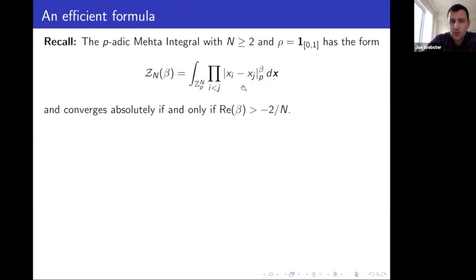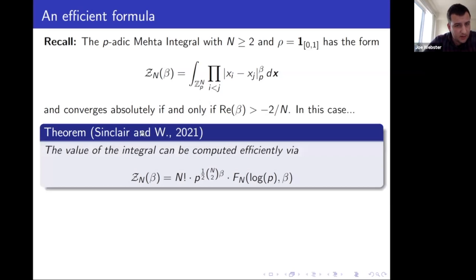And I just want to remind you how this integral is defined. We're going to take rho from now on to be this specific function. If you remember, rho has the p-adic norm inside of it, and that norm is between 0 and 1 precisely when the state is in Zp to the n. So with this particular rho function, Zn has this particularly nice familiar form. And we discovered when it converges.